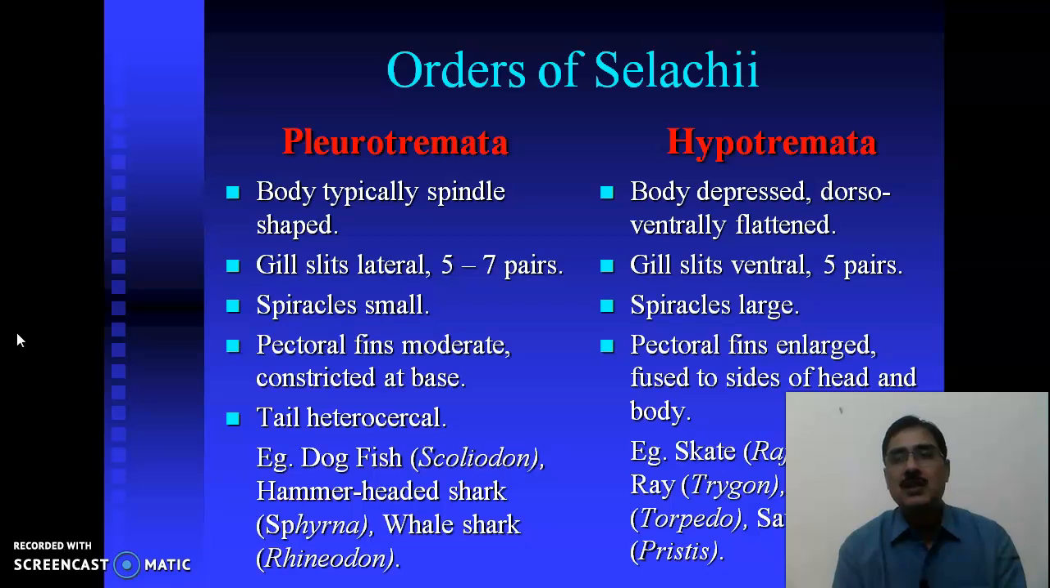As we have just seen in the case of electric ray, the tail fin is heterocercal. In the case of sharks, examples are Scoliodon, the common dogfish, hammer-headed shark, the Sphyrna or Zygaena, and the whale shark, the Rhincodon. In the case of Hypotremata, the common examples are Raja, the skate, stingray Trygon, the electric ray Torpedo, and sawfish Pristis. All these have gill slits on the ventral side.